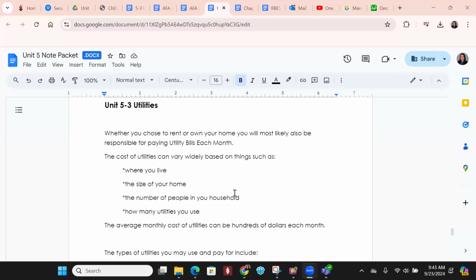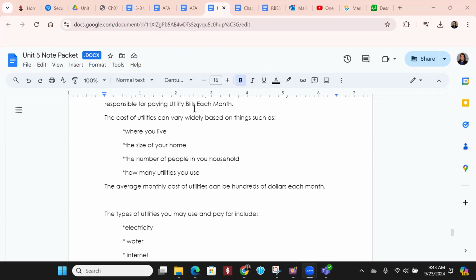This is my least favorite part because we've finally figured out how much the mortgage payment's going to be, but now we've got to figure out utilities. Whether you choose to rent or own your home, you will most likely be responsible for paying utility bills each month. The cost of your utilities can vary widely based on where you live, the size of your home, the number of people in your household, and how many utilities you use. The average monthly cost of utilities can be hundreds of dollars each month.